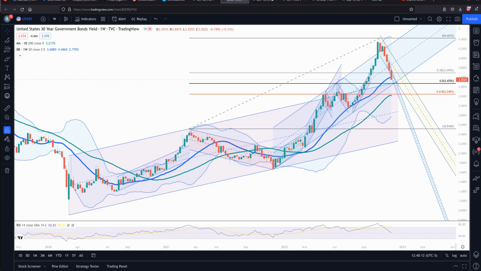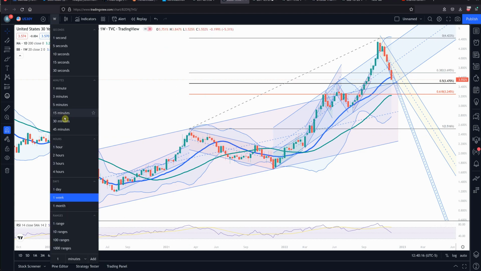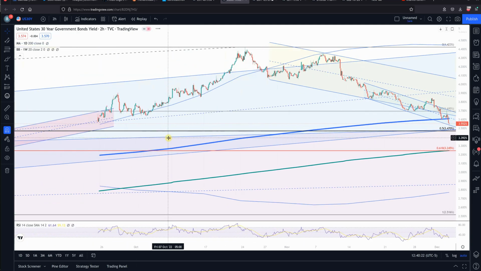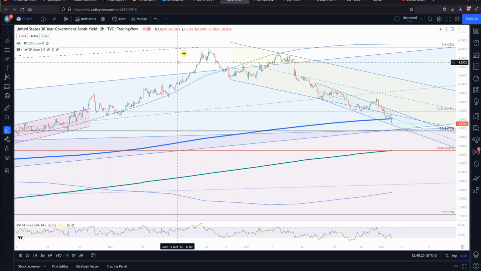I just realized I haven't looked at the shorter term 30-year yield chart, and I am almost out of time, but suffice to say that this looks like a complete 5-wave move down. 1 2 3 4 5, and we've reconnected with the weekly Bollinger Band. So possible to get a reversal next week. I'm out of time. Thanks, guys.